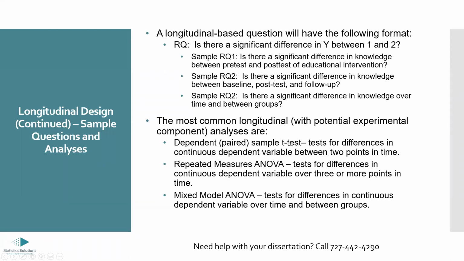And then finally, we have differences in a variable over time and between groups. So this is a true experimental design. Usually you randomly assign people to a treatment group and a control group. You administer a survey at baseline, and then you run your intervention, and then the same people come back for the post-test. But you want to see if there's a difference between your treatment and control group. That's when you do a mixed model ANOVA.